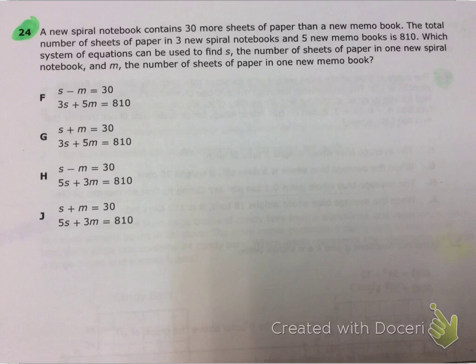A new Spiral notebook has 30 more sheets than Memo. Total in 3 Spiral and 5 Memo is 810. Which system is used? Okay, so start with ones you can mark off. 3 goes with S, Spiral, 5 goes with M. So this is wrong. Those both have 5 with S. So those don't work.